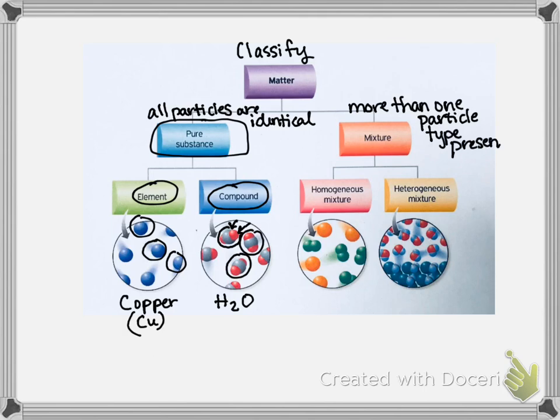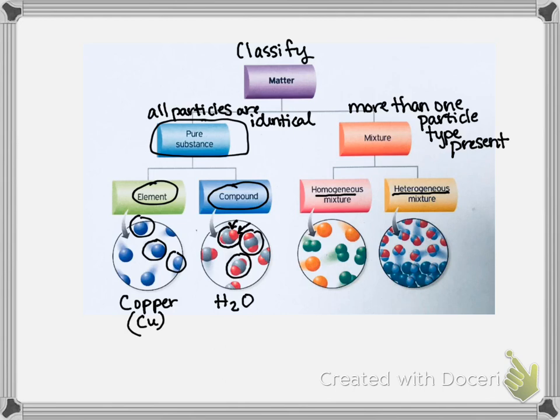Then it is going to be a mixture. All right, so mixtures are when there is more than one particle type present, and you can see that in both of these. Now, we want to talk about how a homogeneous mixture is different from a heterogeneous mixture.